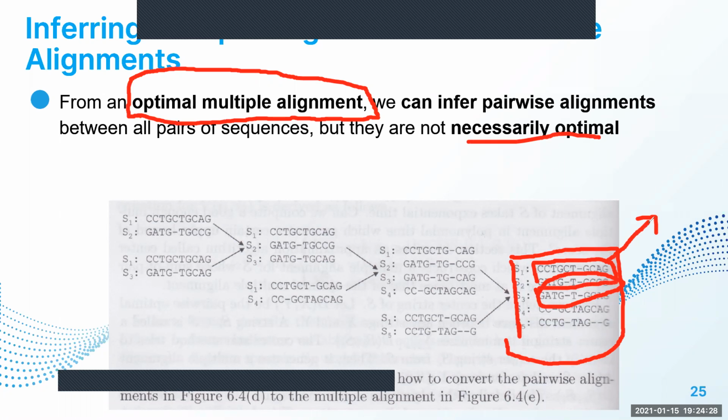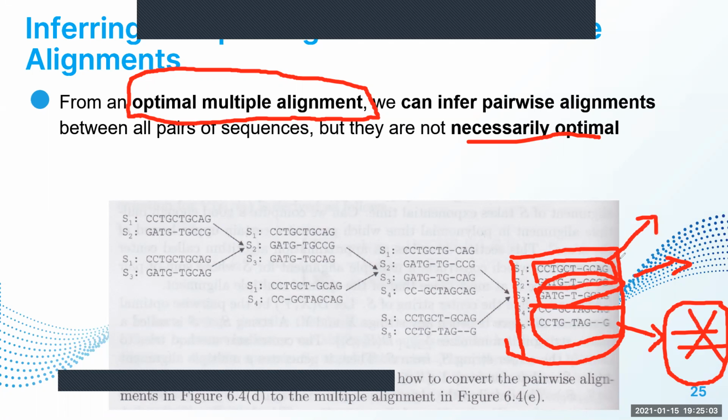So this is the idea: we can get the optimal multiple alignment, but these pairwise alignments are not necessarily optimal. There may be a better alignment for these two pairs. But if we consider the whole picture, we don't need to optimize this pair, we don't need to optimize this one. We go for the whole picture, for all the sequences.